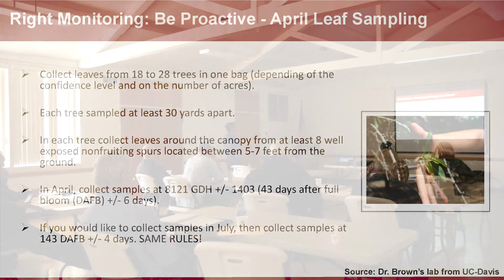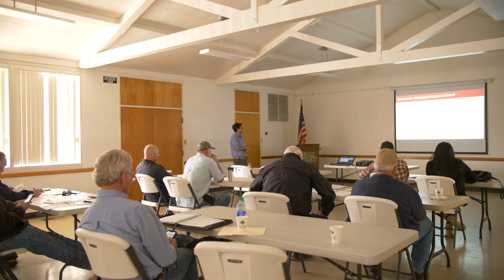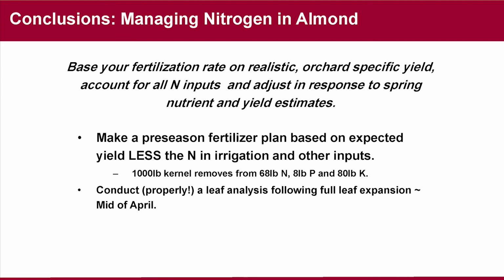So I will conclude by saying what I've been trying to say during the whole presentation, that you need to base your fertilization rate on realistic, orchard-specific yield, accounting for all nutrient inputs, and adjust in response to spring nutrient and yield estimates. Make a pre-season fertilizer plan based on expected yield, less the nitrogen from irrigation and other inputs. Conduct a leaf analysis in mid-April.